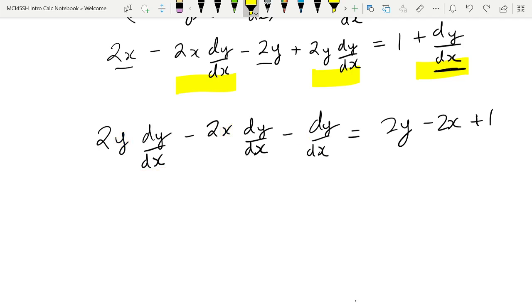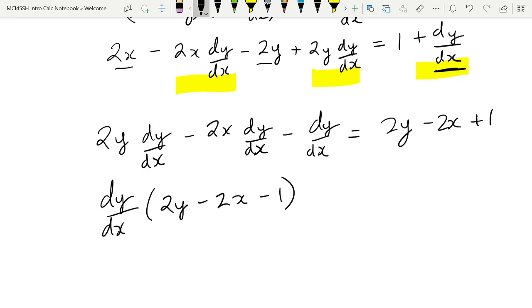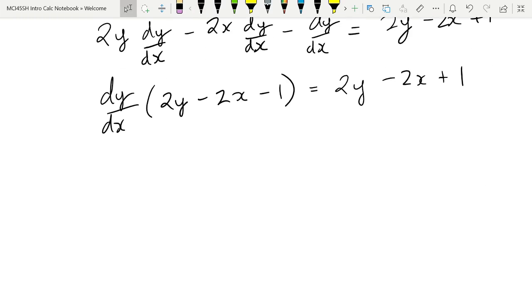What tool in my toolbox would allow me to isolate dy dx? And that tool is factoring. So I'm going to factor out dy dx, leaving me behind 2y minus 2x minus 1. Never forget that when you factor something out of itself, it leaves behind a 1. And that's 2y minus 2x plus 1. So I am now going to divide both sides of the equation by that big ugly bracket.